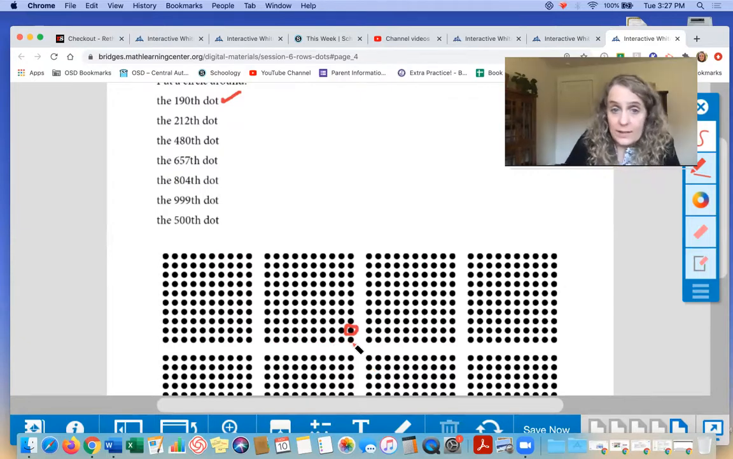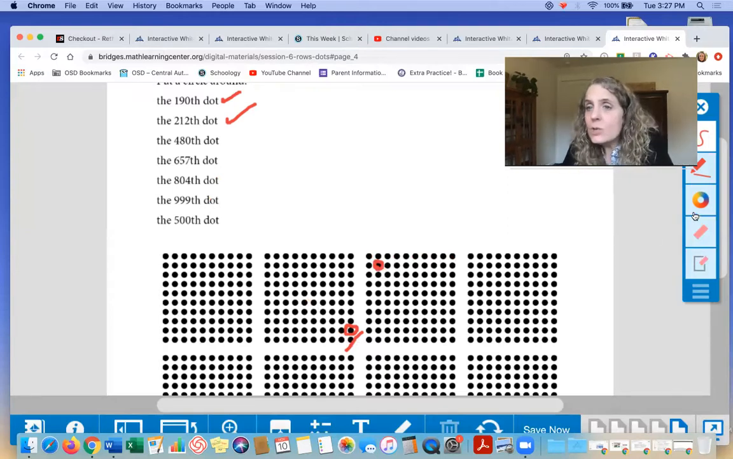Okay, so this is 200 and I need to find the 212th dot. So I know this is 200 up to here. Okay, that's 200. And then I have 210, 211, 212. That's the 212th dot. Right there. Okay. Because I have to get all the way to here to have 200. I have to get all the way to the end of this row to have 210 and then 211, 212.